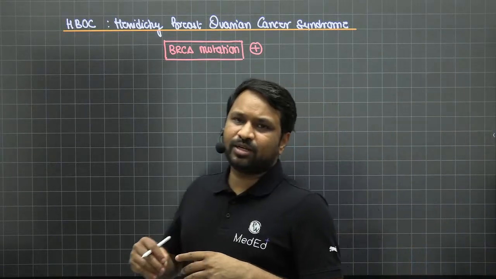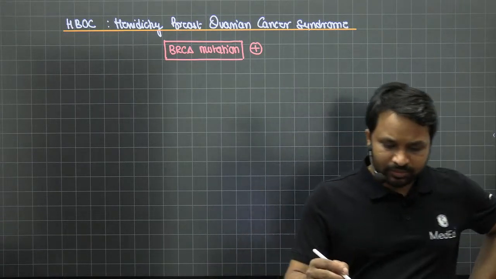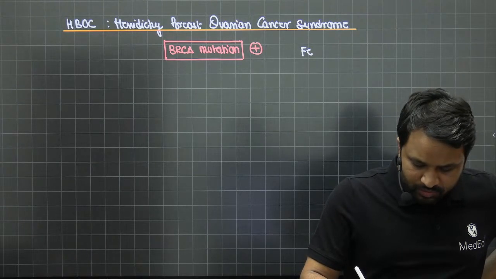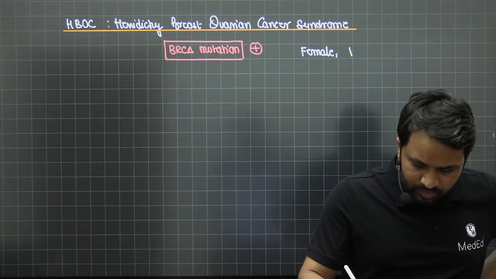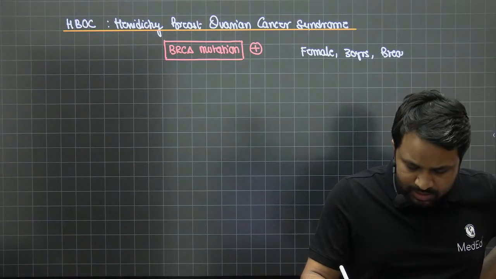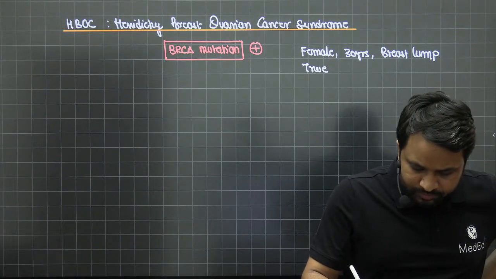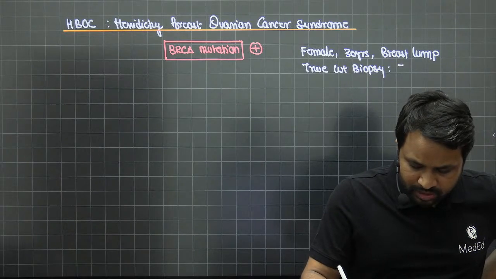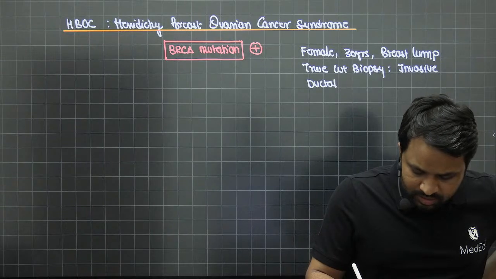Now, another very interesting question is, in which patients would you like to test for BRCA mutations, right? Number one, let's say you had a female with a breast lump. I'm giving you a prospect out of it. Let's say you have a female who is 40 years old, presented to you with a breast lump, right? On true cut biopsy, it was found to be invasive ductal carcinoma.